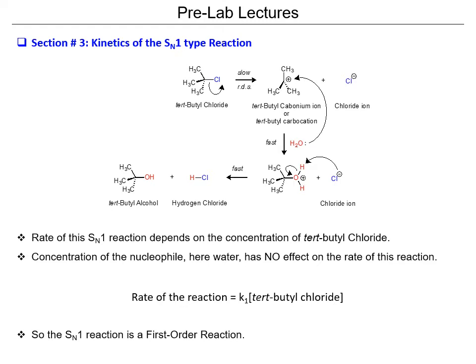As is the case with SN1 reactions, the rate of the reaction is unimolecular, and it depends on the concentration of the substrate, in this case the tert-butyl chloride. So the concentration of the nucleophile has no effect on the rate of the reaction. And you can see this equation, if you remember from general chemistry, your rate is equal to k, a constant, times the concentration of, in this case, tert-butyl chloride. So the SN1 here is a first order reaction, because you have here just one, right?